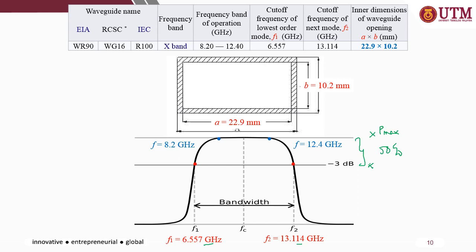Okay, so the bandwidth of the signals can be calculated by the difference between the maximum cutoff frequency and the minimum cutoff frequency measured at the -3 dB point.